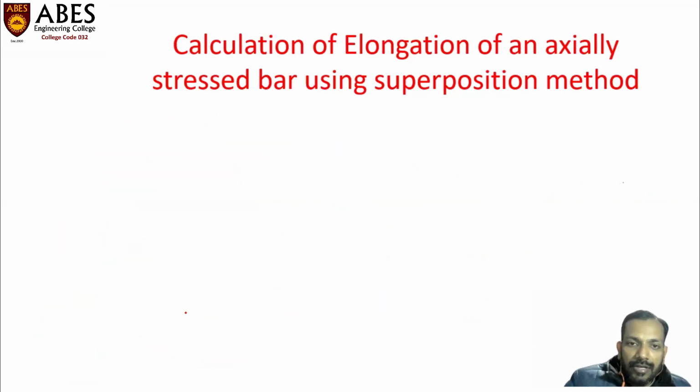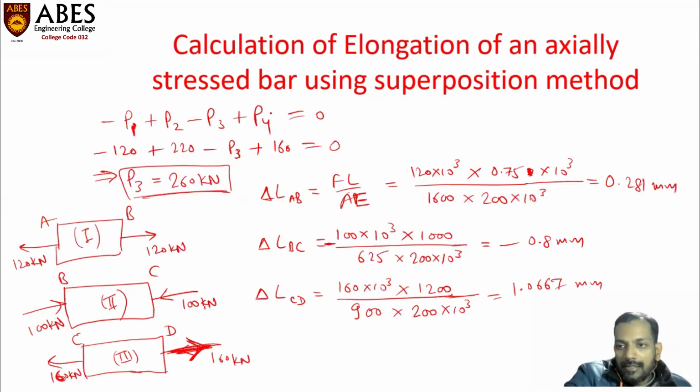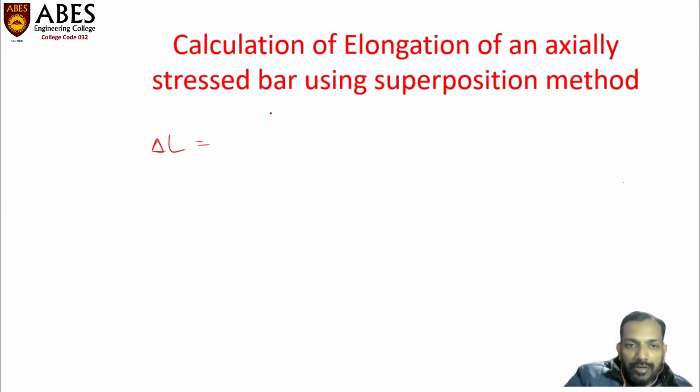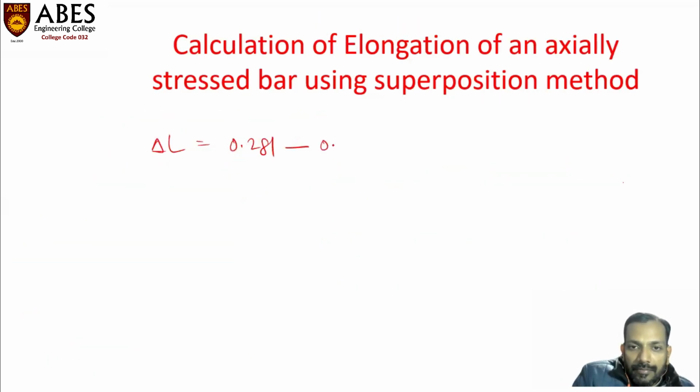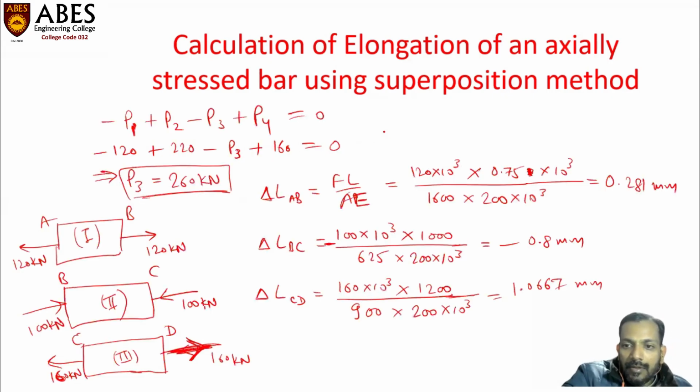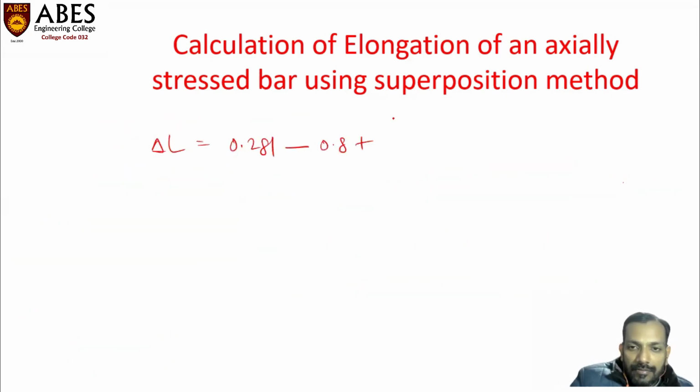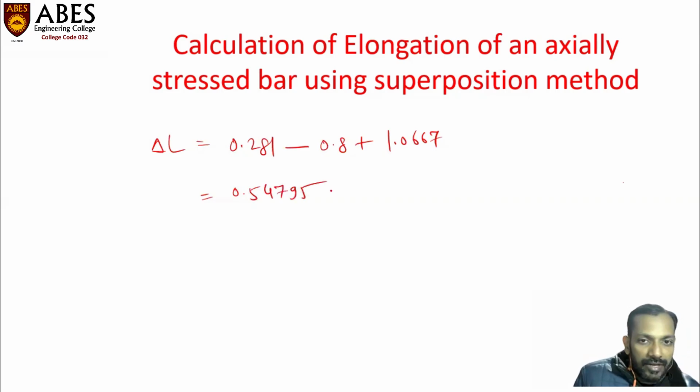Now let's calculate the net elongation. Delta L is equal to, let's add up these values as per their signs: 0.281 minus 0.8 plus 1.0667. So the value is coming to be 0.54795 millimeter. And that's the answer.